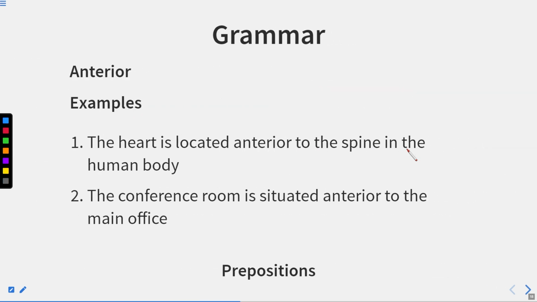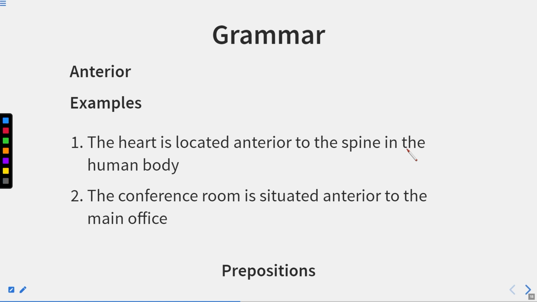We have another word that is anterior. Now there are two words, especially one is anterior and another is posterior. These words are generally used for body parts, which show something which is upper to something, and another which is below something, or lower to that of the other thing. So that we call anterior and posterior.